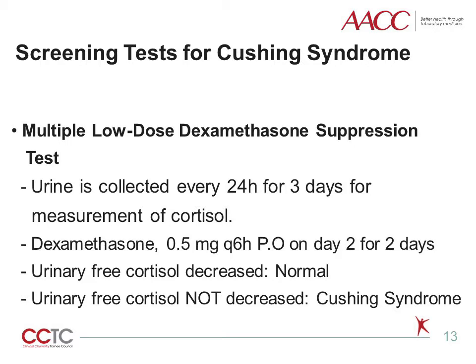In normal subjects, urine-free cortisol is decreased to less than 25 micrograms in 24-hour urine, or less than 50% of its baseline level on day 3. If urine-free cortisol is not decreased compared to the baseline level, then it is suggestive of Cushing syndrome.